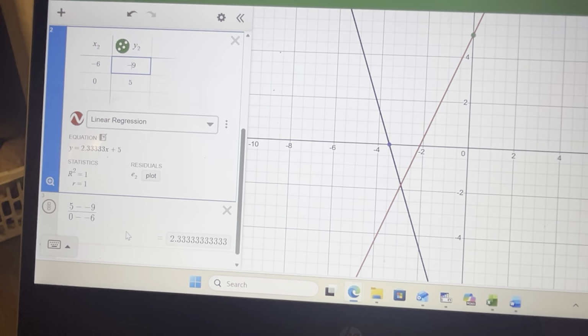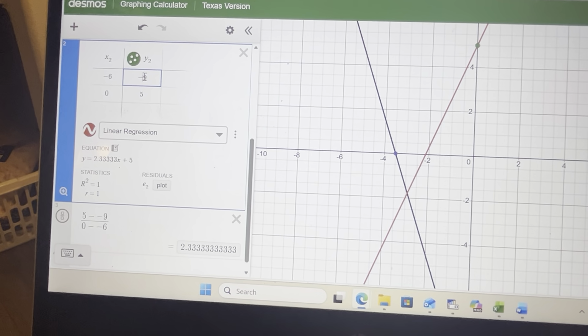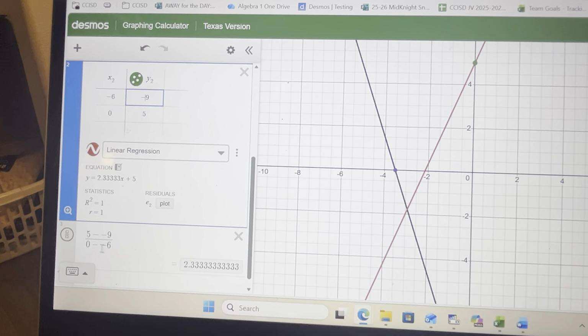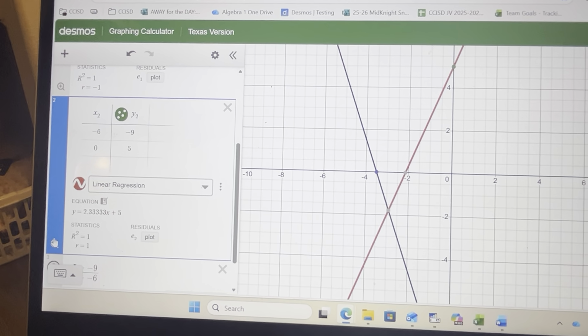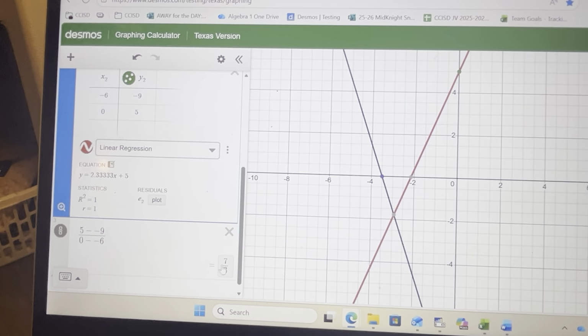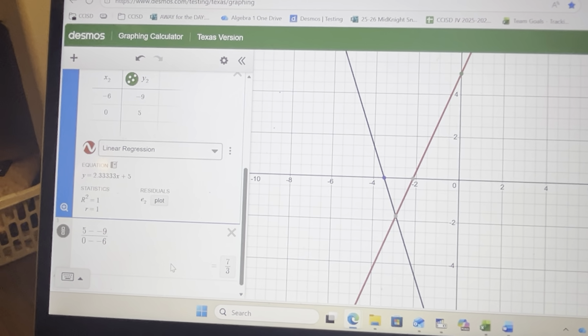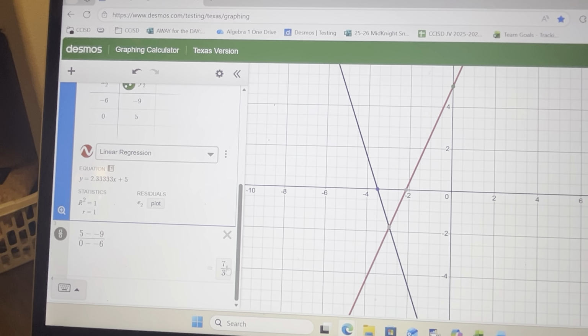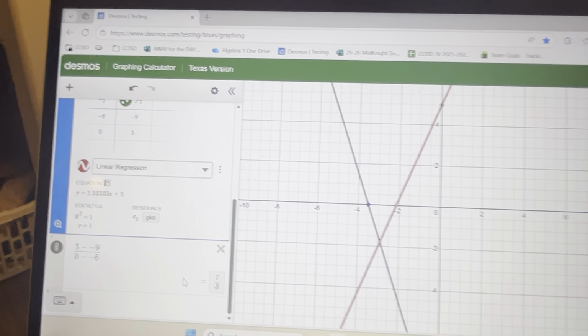My slopes weren't matching up, and then I realized I had a typo. There should have been a negative 9 up here. Now my slopes are matching up, 2.33 repeating. So now I can click that fraction button, and let's see, there we go. And there's my slope for B. So my slope for A was the negative 3. My slope for B was 7 over 3.